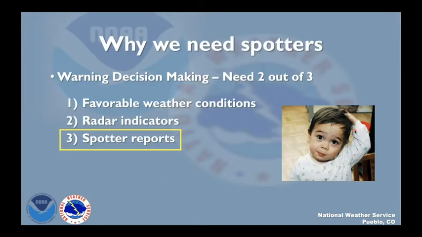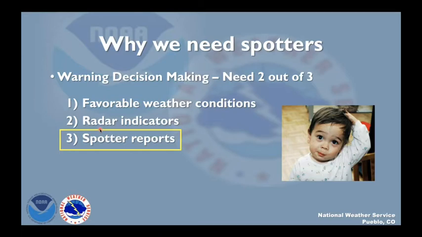All right, so why do we need spotters? Well, we need 2 out of these 3 things in order to make us want to issue a tornado warning or severe thunderstorm warning or a warning of any type. So if we have the favorable weather conditions and we have the radar indicators, we'll probably issue a warning. But say one of these things isn't really favorable, like say we don't have the favorable weather conditions, but for whatever reason, radar's looking really good. And we're like, okay, well, it's not expected, but it could happen.